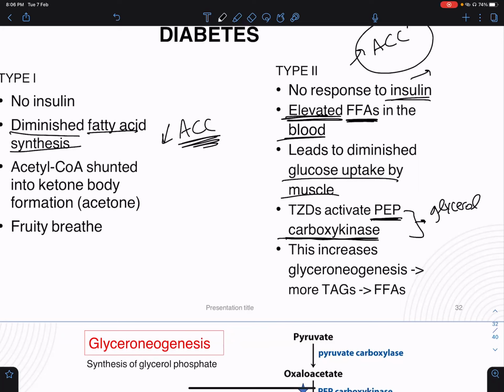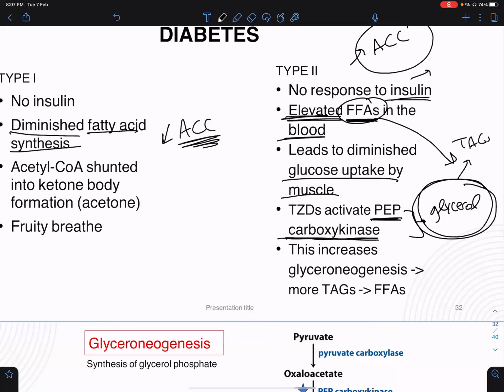Now, why is this drug helpful for diabetic patients? Because if you're increasing the rate of glycerol synthesis, this increased glycerol is going to combine with the free fatty acids to give you triglycerides. This is better than keeping the free fatty acids in the blood, because the free fatty acids are ruining the cells: in their presence, the cells cannot take in glucose anymore. So by making more glycerol, it's going to consume the free fatty acids and reduce them from the blood. Is that clear?